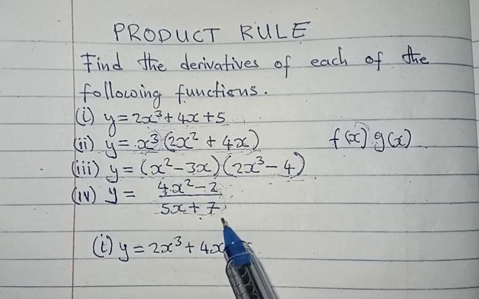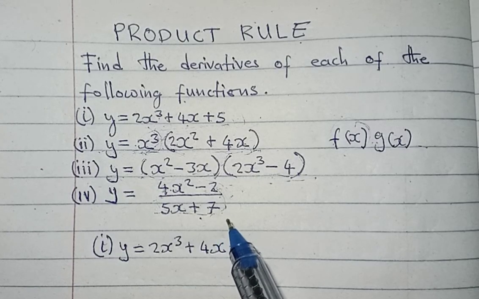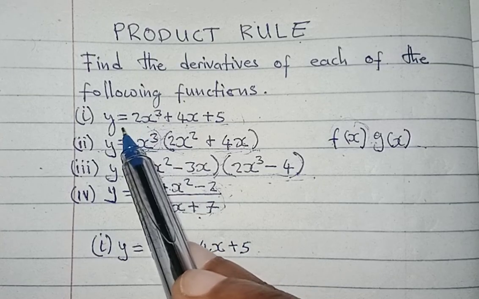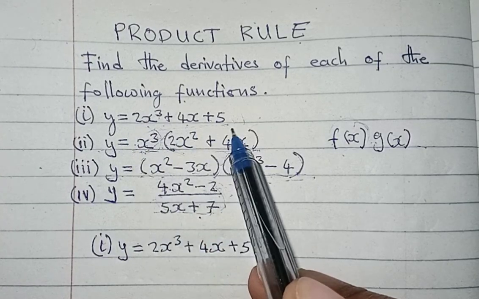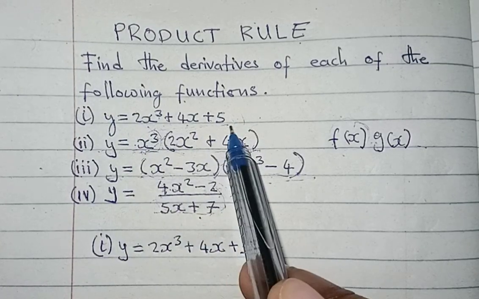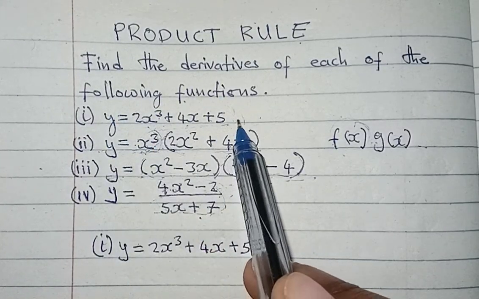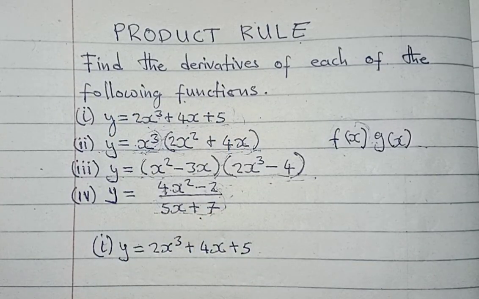Now, before we look at the actual differentiation using the product rule, we shall do a quick recap on the use of the power rule. So for the first example, we are going to apply the power rule to find the derivative of this function. So we have y is equal to 2x to the power 3 plus 4x plus 5.